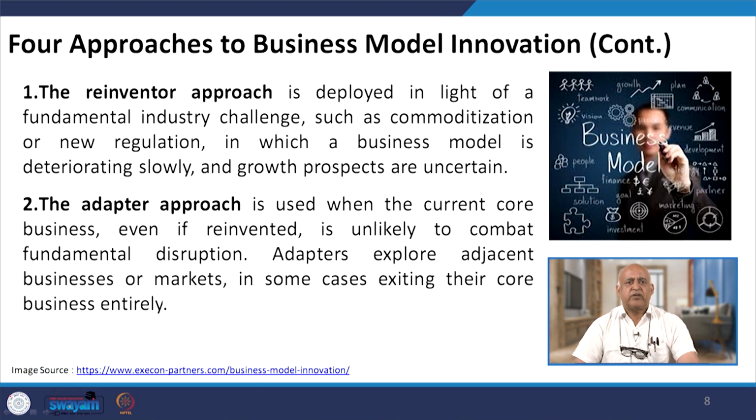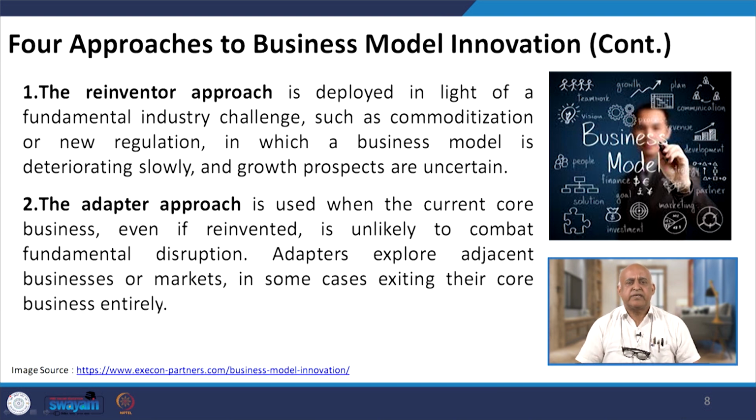Now, when we talk about the different approaches to business model innovation, the first one is the reinventor approach. The reinventor approach is deployed in light of a fundamental industry challenge, such as commoditization or new regulation, in which a business model is slowly deteriorating and growth prospects are uncertain. Whenever we talk about this reinventor approach, it is becoming a buzzword for commoditization.